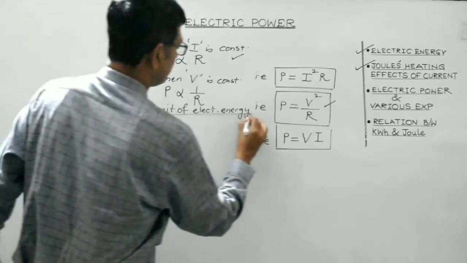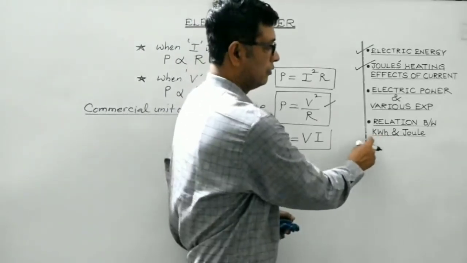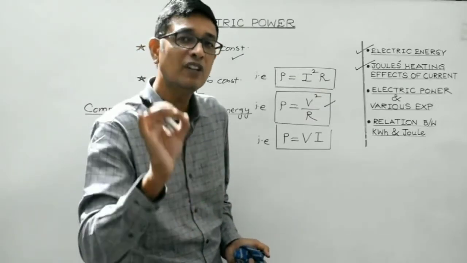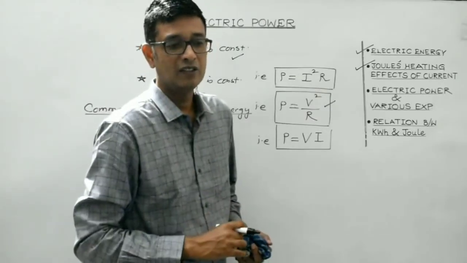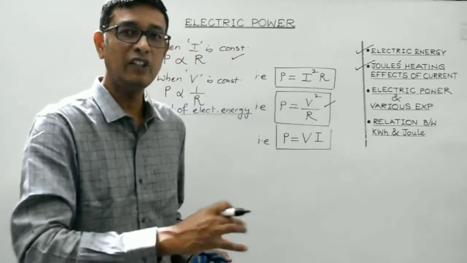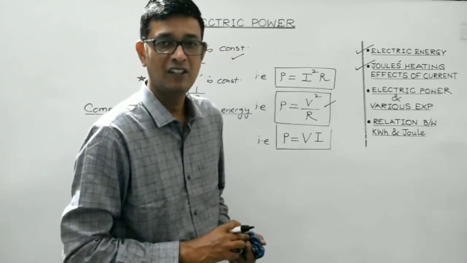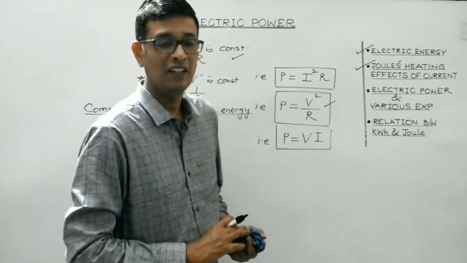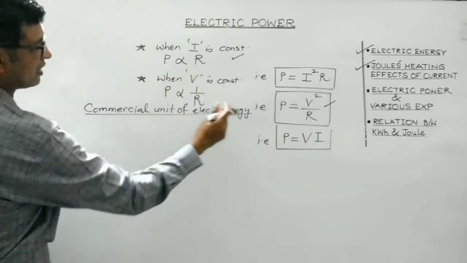So the electricity bills are always expressed in terms of kilowatt hour. Suppose a household consumes 30 units of electricity in a month. So 30 units means 30 kilowatt hour. Right?